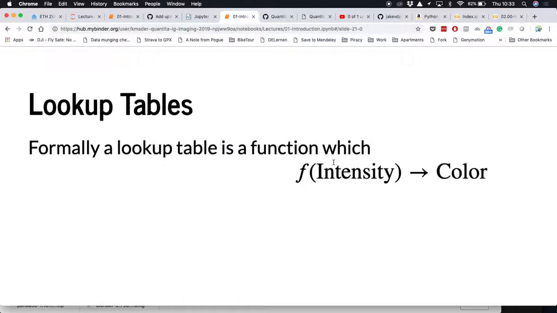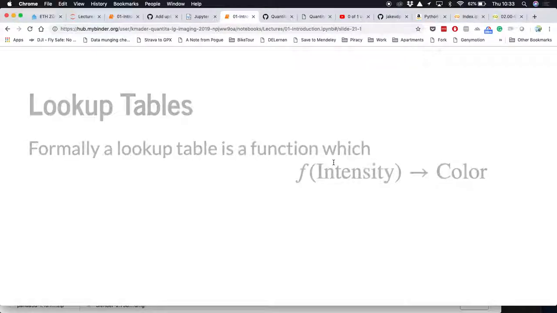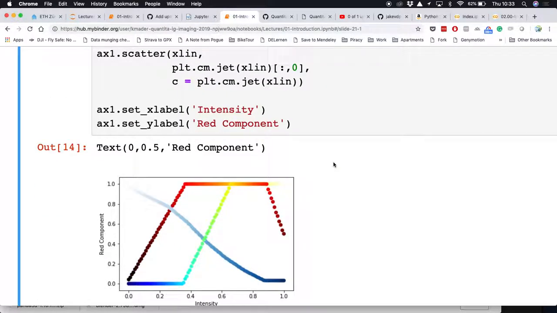And so basically a lookup table is just a function which takes this intensity and spits out a color. And so we can have these three different lookup tables. Yeah, that's a lookup table as well.